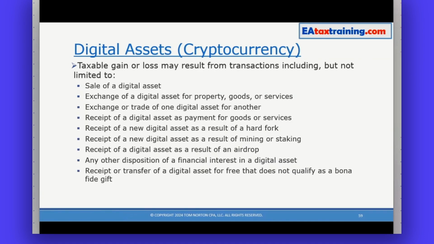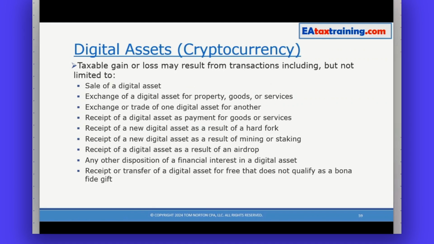You can have a taxable gain or loss from many different transactions in cryptocurrency, including but not limited to all those that are on the screen. So you can sell them. Obviously, you could have a gain or loss, just like you have a gain or loss on the sale of any other property. You could exchange it for something else. That could result in a gain or loss. You could exchange one digital asset for another, could have a gain or loss. You could receive a digital asset as payment for goods and services.